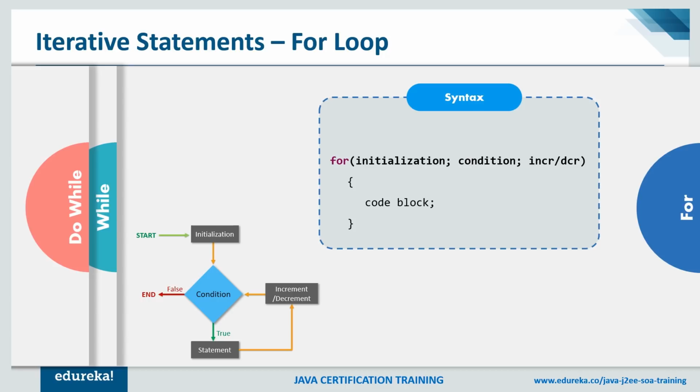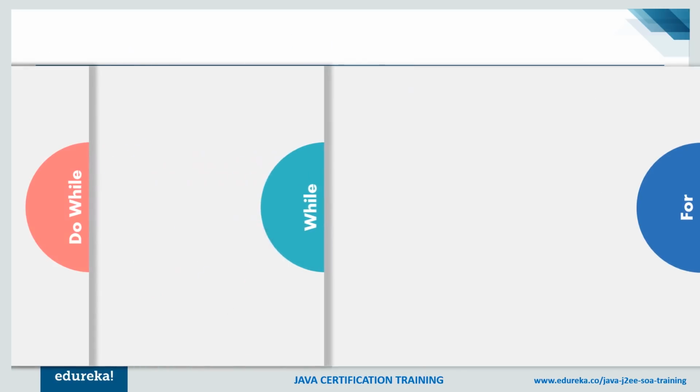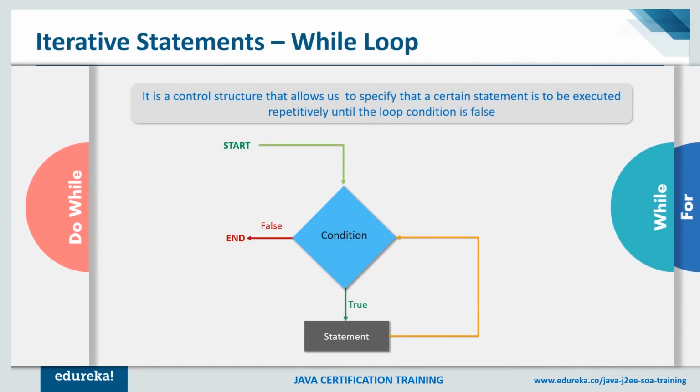Till this condition is met, your code block will be executed. Now, the way you have a for loop, in a similar way we have a while loop. While is just a different way of writing the for loop. They are just different in the syntax, and they work in the same way.